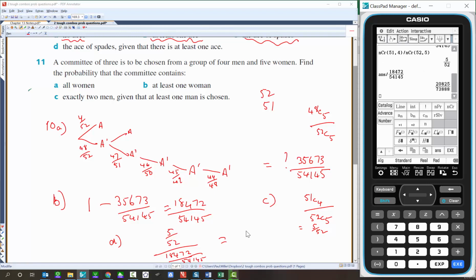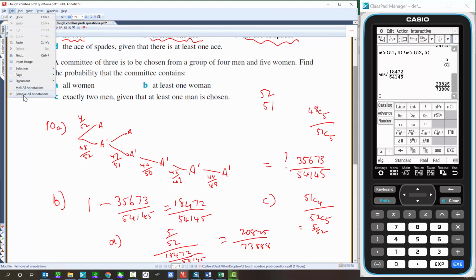Okay, and we get 20825 over 73888. All right, so yeah, that's just the conditional probability. What we're doing is we know that there's at least one ace, so we basically just shrink the sample size by that amount over the chance of getting an ace of spades. So it's the probability of that over the probability of that.